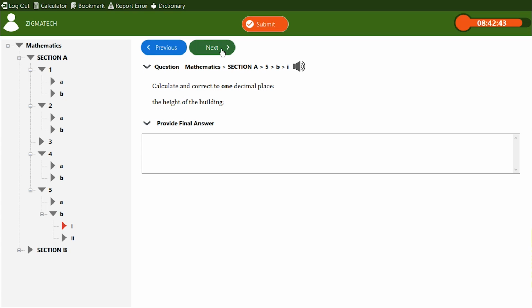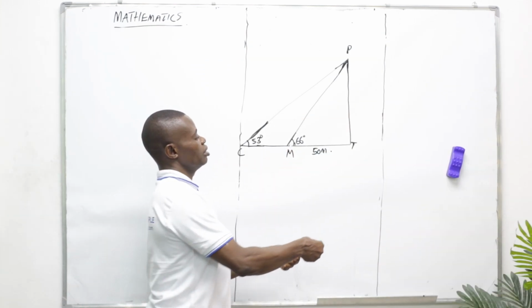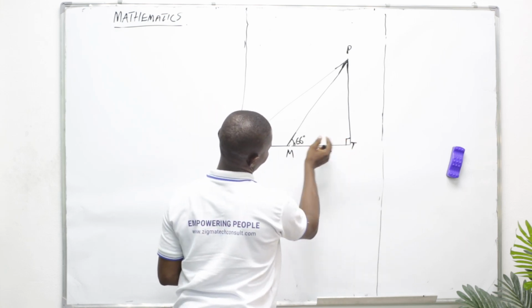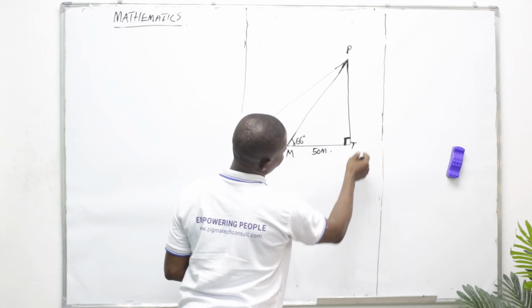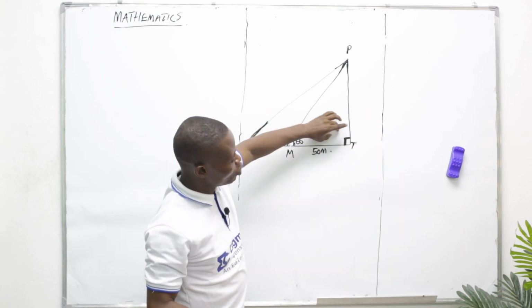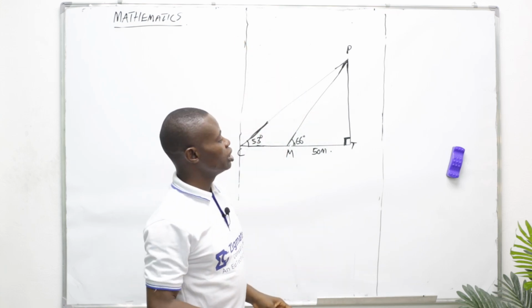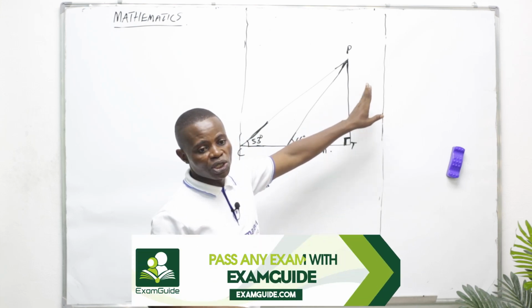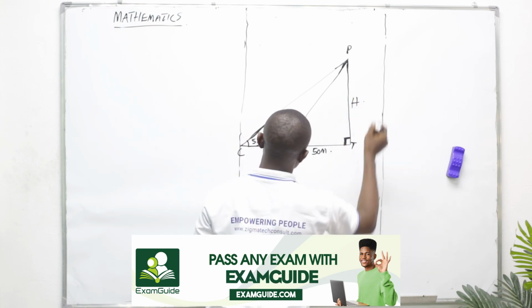Calculate, correct to 1 decimal place, the height of the building. Look at this. You can see where the height is. And you can also see that the angle is here, and here is 90 degrees. This is opposite. Wherever the angle is facing is opposite. And wherever the symbol 90 degrees is facing is called the hypotenuse. Now, most often, opposite is the height we are talking about. You can call it h, the height of the building.